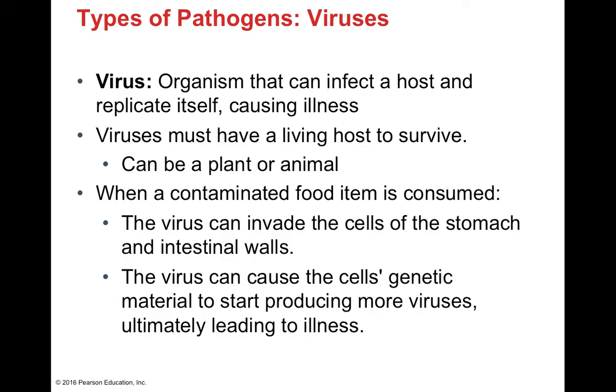Other types of pathogens include viruses, and a virus is a specific type of organism that's able to infect a host and replicate itself. This then causes an illness in the individual as the host's cells are dying off, as it's simply serving as basically a vehicle for multiple different viral proteins and so on to be created inside the cell.